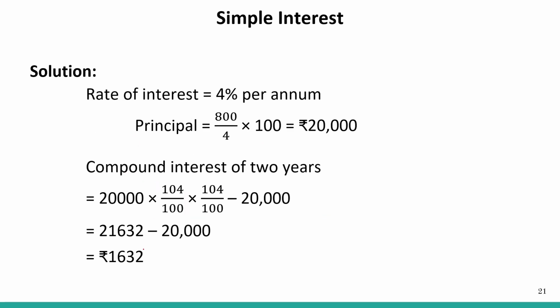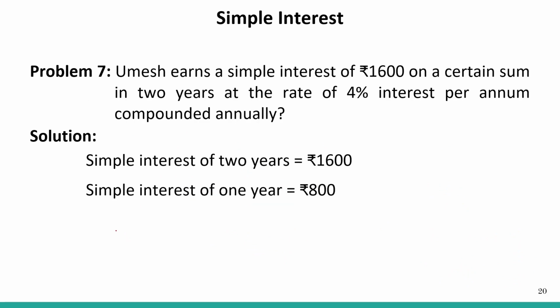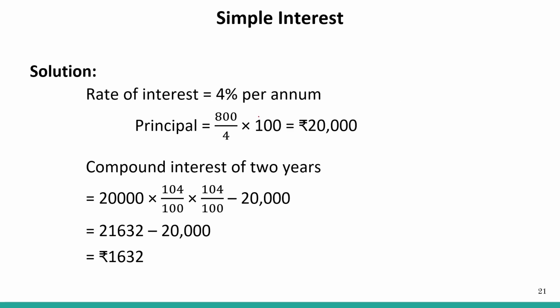So let's see the step-by-step solution. Simple interest for 2 years will be this much. Simple interest for 1 year will be 800, right? So rate of interest is equal to 4% per annum. So principal amount is 20,000, right? So compound interest for 2 years will be 20,000 into 104 into 104 whole by 10,000.